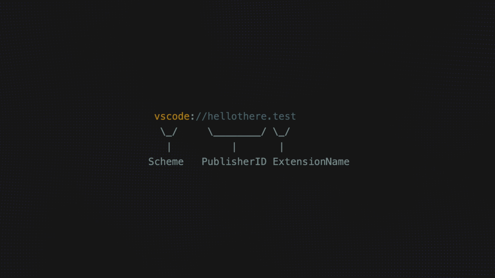So first comes vscode://, which is the URI, and then we have hello.test. Hello is basically the publisher ID, and after that we've got the extension name. In this case it's test. So for our extension it becomes applesec.enox. So let's quickly test this out.